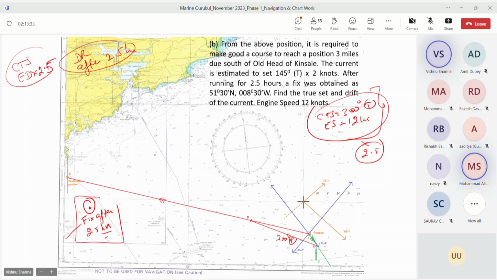In relation to the plot, we can extend CD. This is for 1 hour, we will extend it for 2.5 hours. Draw a line from A at 300. Very good. Shabash. We will continue it for 2.5 hours.